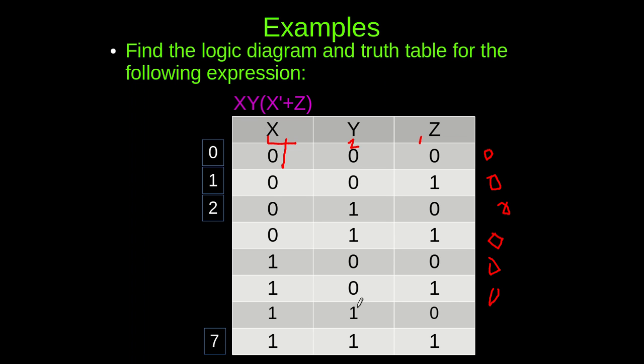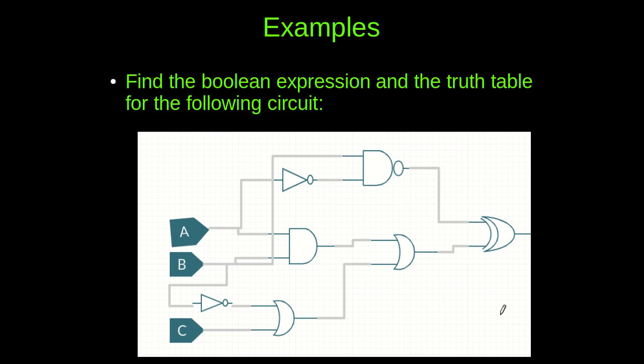Here I'll have x and y, 1 and 1, x not is 0, or z is 0, so this is going to give me a 0. This is the only case where I'll have an output of 1. The last one will be 1.